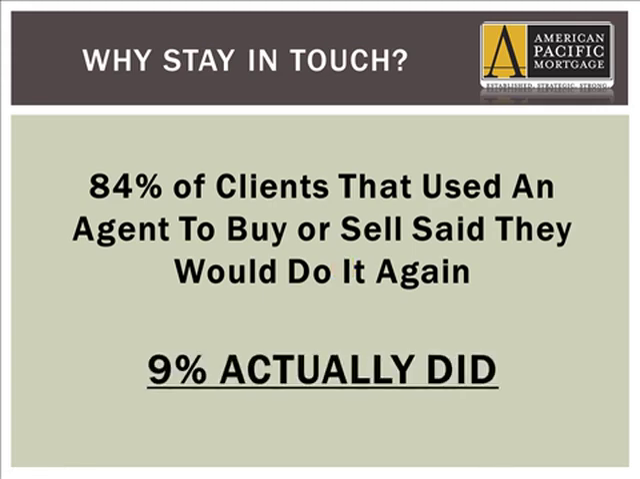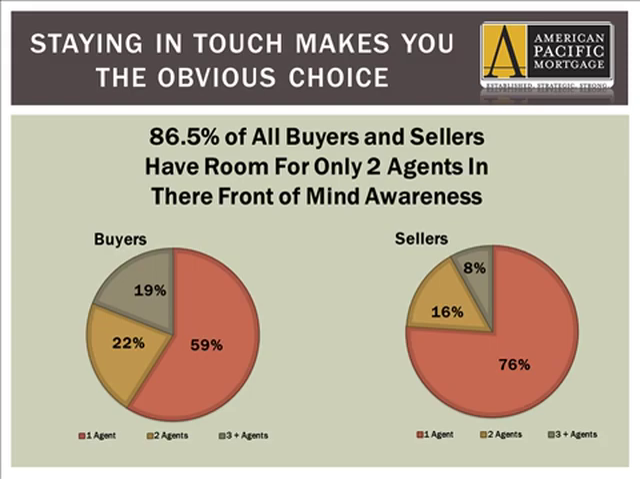The fact is 9% actually did. There's good news and bad news here. 9% means that 91% of the people out there, on average, are willing to start a new relationship with you. It also means that 75% of the people that you have done business with are going to go with another realtor, unless you're staying in touch. Staying in touch is going to be the obvious choice for anyone who wants to have a long-term successful business.